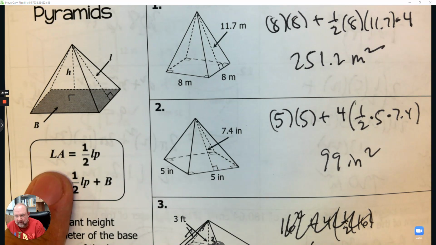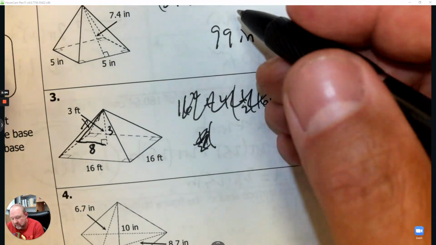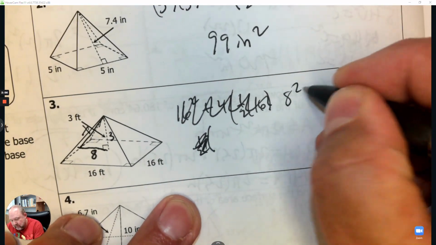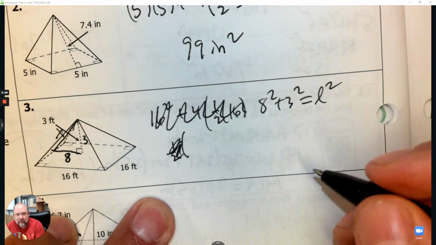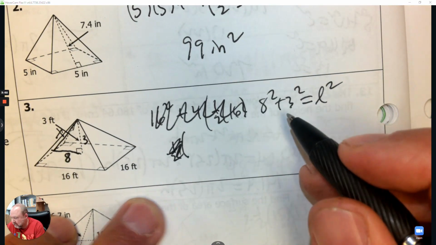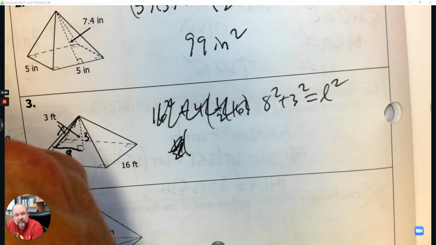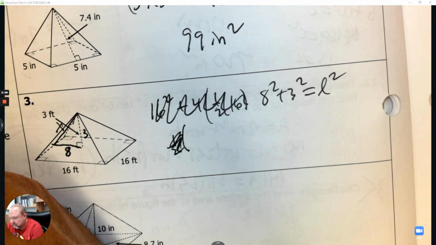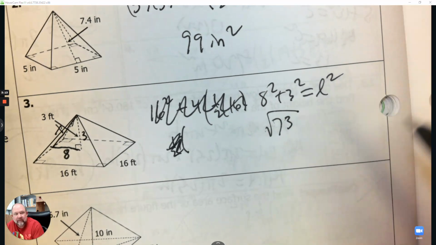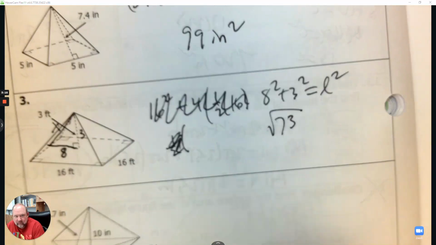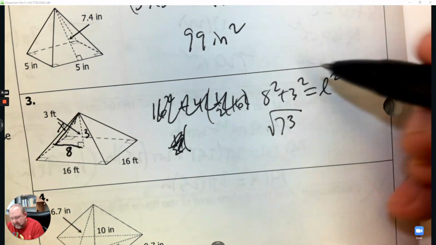It makes a right triangle. It ends up being the hypotenuse. So I need to go 8 squared plus 3 squared equals that slanted height squared of what I'm looking for. So put that in your calculator. And then the last step is to square root it. So that is the height I'm looking for, the square root of 73. That's 8.5.